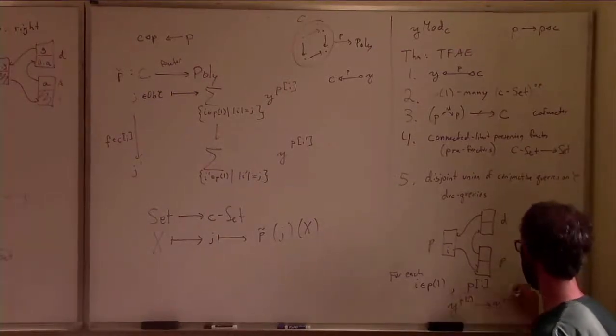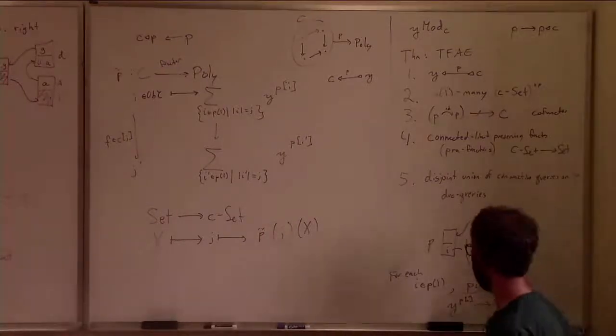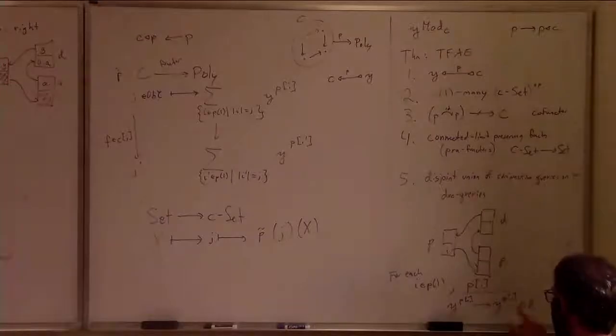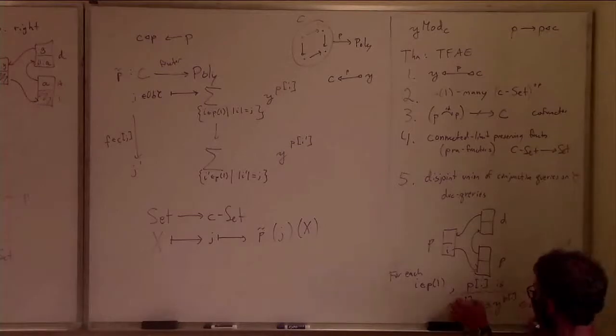So this is like below the line, I guess. We get this representable right D module. And we said that representable right D modules are exactly functors from D to set. So this P bracket I thing, the thing upstairs, is a D set.